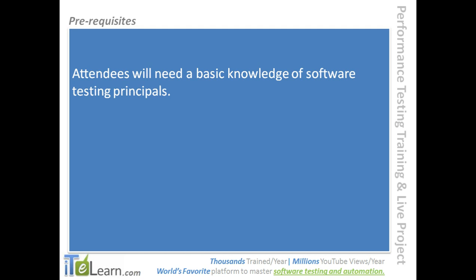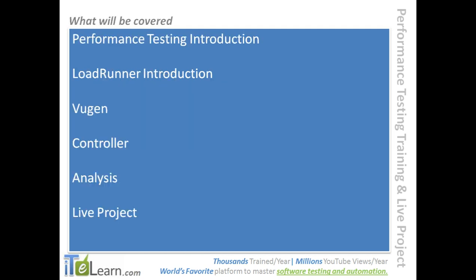We will move to the next slide, team. Now, what will be covered? This is very important. What would be covered during the entire training? We will go through performance testing introduction. We would be taking two tools in the training, LoadRunner and JMeter. So, we would be seeing the topics that would be covered for LoadRunner and JMeter. Okay. So, LoadRunner introduction, different components of LoadRunner, VuGen, Controller, Analysis, and then at the end, we will do the live project.